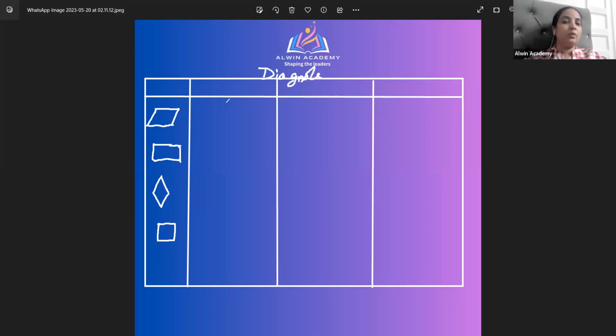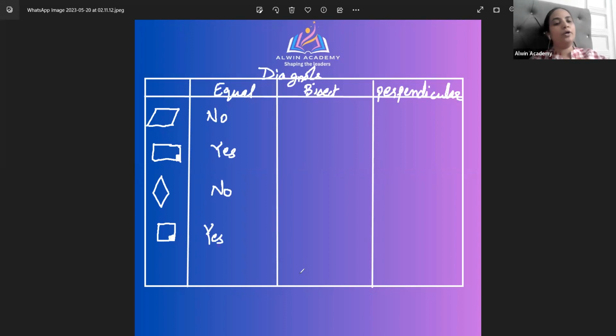So diagonals, are they equal? The first property. Do they bisect? Or are they perpendicular? So are the diagonals equal in a parallelogram? No, they are not equal. Are diagonals equal in a rectangle? Yes. Are diagonals equal in a rhombus? No. Are diagonals equal in a square? Yes. So where are they equal? Whenever you have 90 degree angles, the diagonals are always equal. Got it, Betaji? Is it easy to relate now?